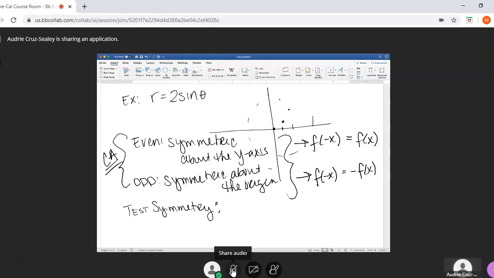So that's something to remember. What we're going to do tomorrow is take polar graphs and test for symmetry. Okay, so we'll do that tomorrow. I just wanted to recap what you should already know going into tomorrow when it comes to symmetry and being even and odd.